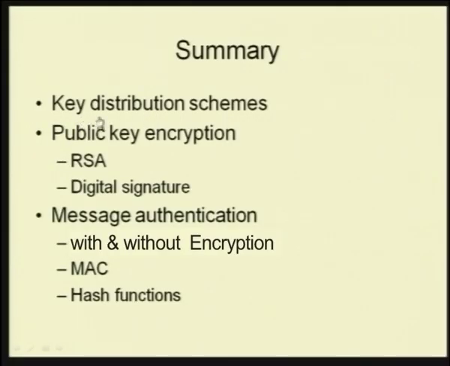Okay. So, to summarize, what we have looked at so far is key distribution schemes and a public key encryption algorithm, specifically the RSA algorithm. We have looked at how the public key encryption mechanism works and we have seen details of the RSA algorithm. We have also seen how RSA can be used as a digital signature. Then we have looked at message authentication mechanisms with and without encryption, how a message authentication code has to be generated, and how hash functions are used for doing this message authentication.